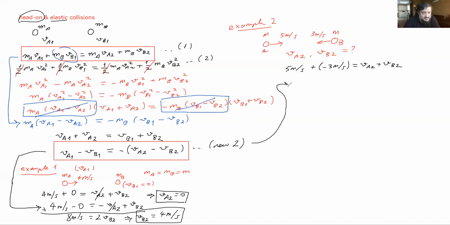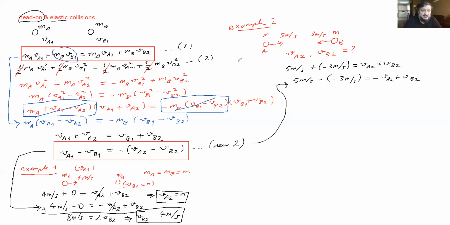Second equation. Now I have VA1 minus VB1, right? So 5 meters per second minus negative 3 meters per second. This will be equal to negative VA2 plus VB2, okay? So just like these equations here, the right-hand sides are the same. The left-hand sides I replace the 0 with negative 3 meters per second.